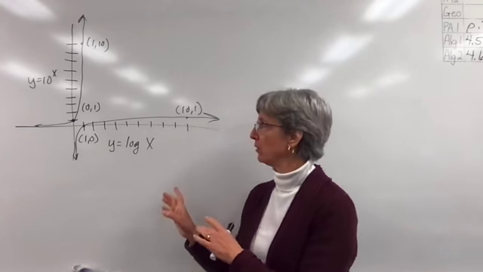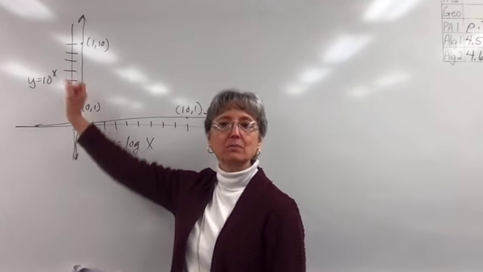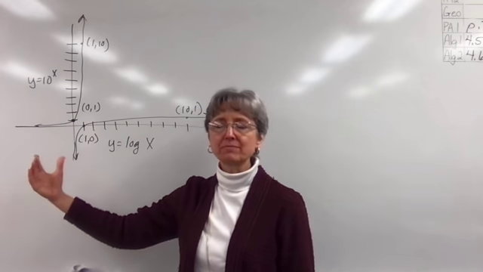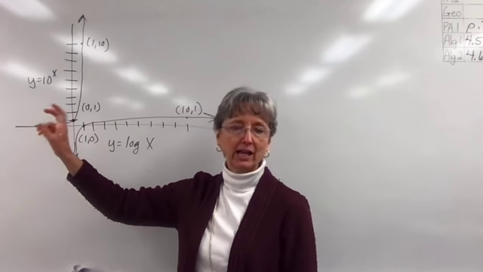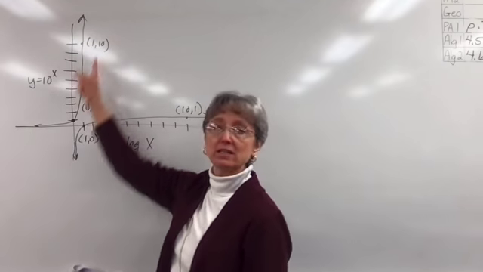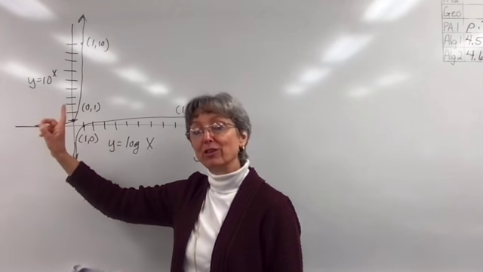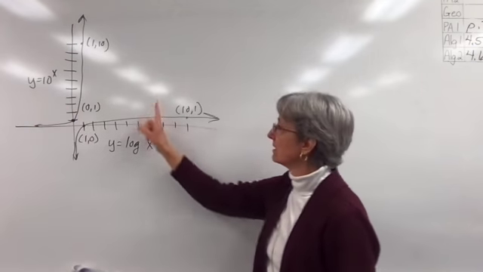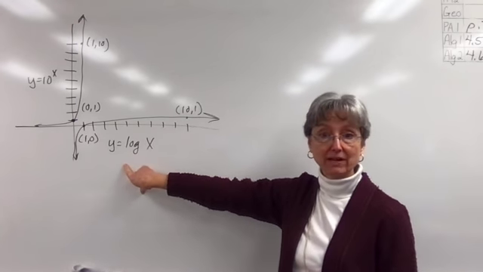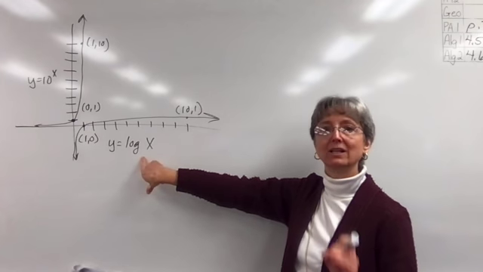Here's a graph of both. This equation here is y is 10 to the power of x. That's an exponential function. Our base is 10, and we have our initial amount is 1, and our graph looks like this with exponential growth that we've looked at. Now, the inverse of that is y is log base 10 of x. Remember, this is the common log, which has that invisible base 10.